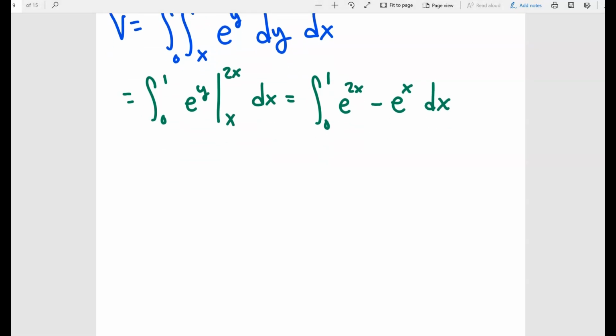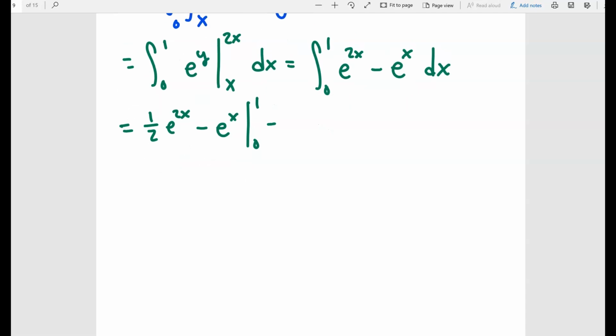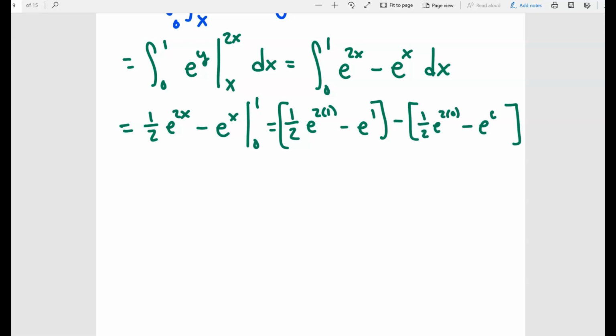All right, now let's go ahead and take the antiderivative of this. The antiderivative of e to the 2x is going to be 1/2 e to the 2x, minus the antiderivative of e to the x, which is just e to the x, between 0 and 1. Now let's go ahead and plug them in. So I'm going to have 1/2 e to the 2 times 1 minus e to the 1. That's my first part. Minus, now we actually have to plug in the 0, because e to the 0 is not 0. So I'm going to plug in the 0: 1/2 e to the 2 times 0 minus e to the 0.